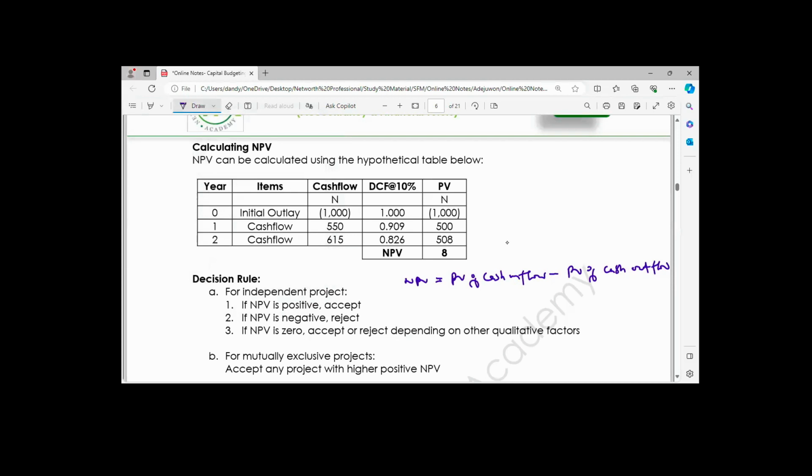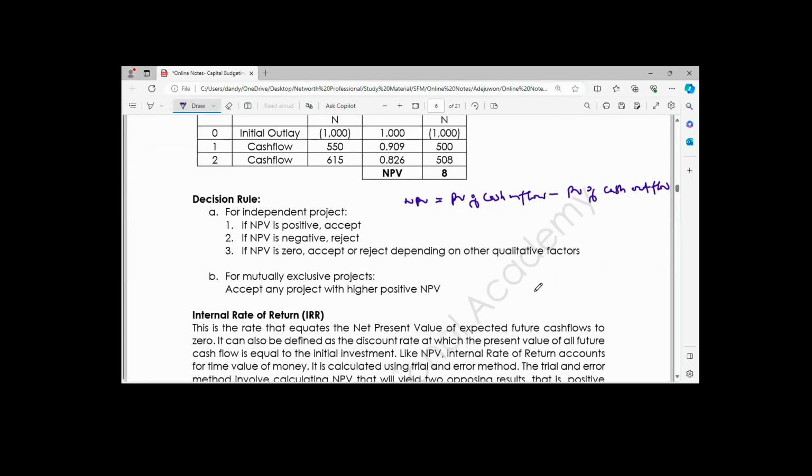This is not sufficient, so I need to break it down. I can then say NPV is equal to, for me to get the present value of cash inflow, I need to take the summation of the cash flow of the first year, discounted by the cost of capital in the first year. Let me write that to create more space.